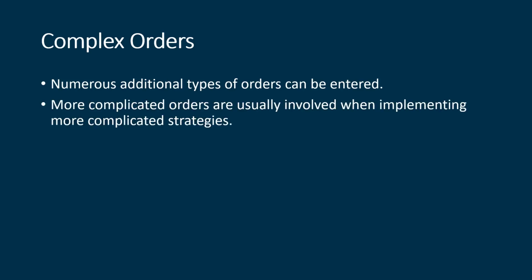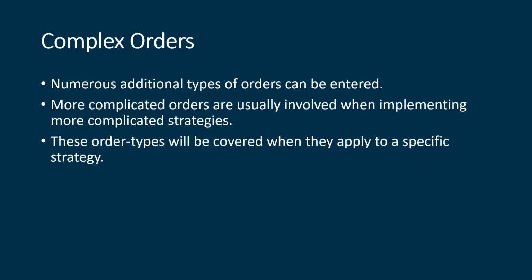More complicated orders are usually involved when implementing more complicated strategies. There's a strategy where you buy a stock and then immediately sell the option. That's a buy-write. And you want both of them to be executed at the same time. As I mentioned before, there are different complicated option strategies where you want the entire order to be implemented at the same time, or you don't want any of it filled at all. And these are considered to be more complex types of orders. These order types will be covered when they apply to a specific strategy. And I teach a lot of different strategies and the different types of orders that you should use.